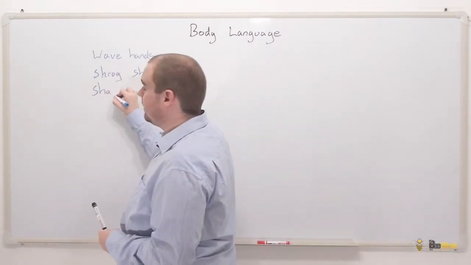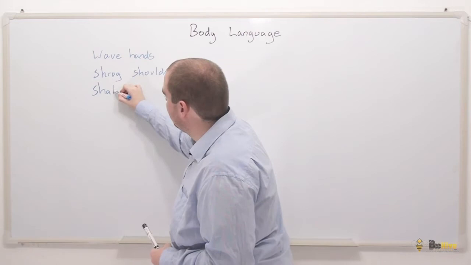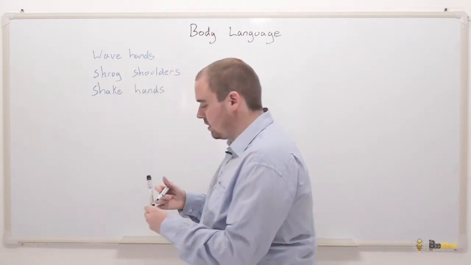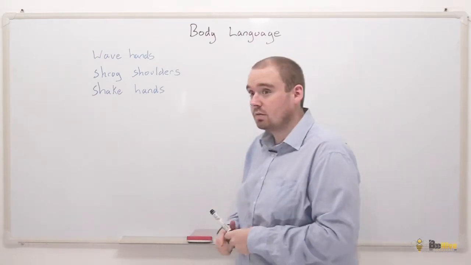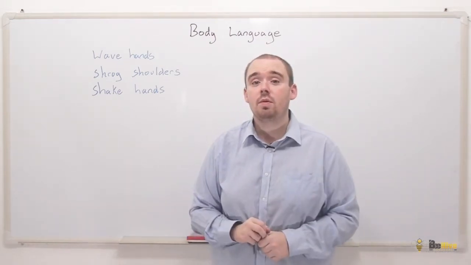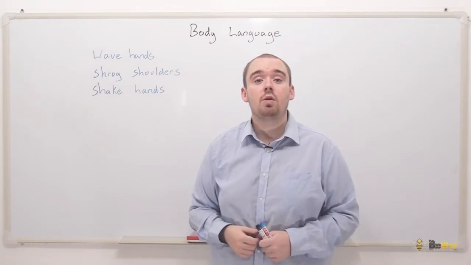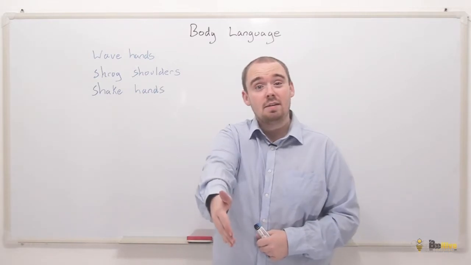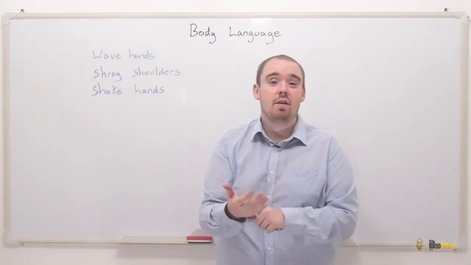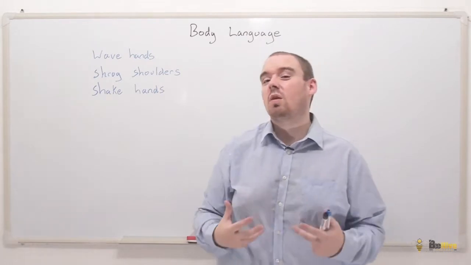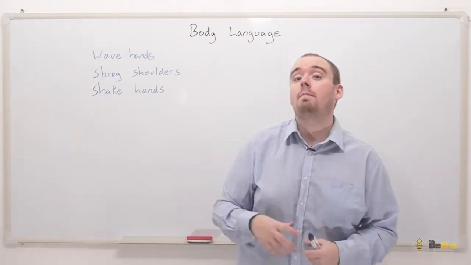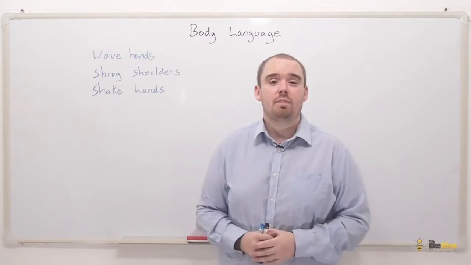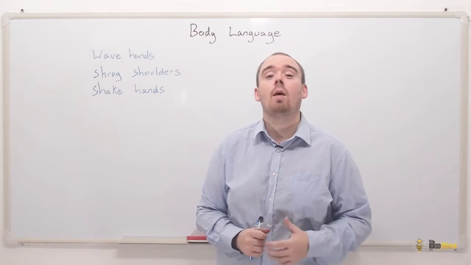A third type of body language is to shake hands. This is something we do when we meet someone new. It's a greeting. We are pleased to meet them, so we hold out our hands and we shake their hand. Okay? So it's something people do when meeting, not just for the first time, but often, especially with friends or for business.